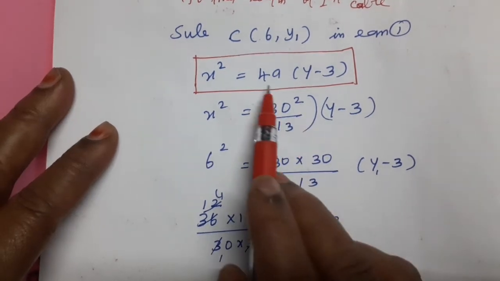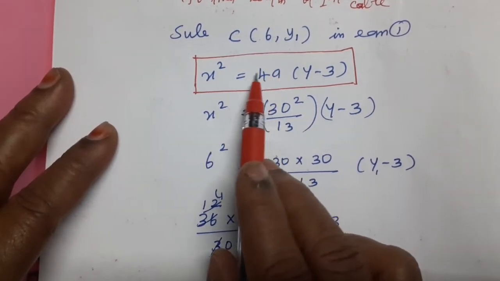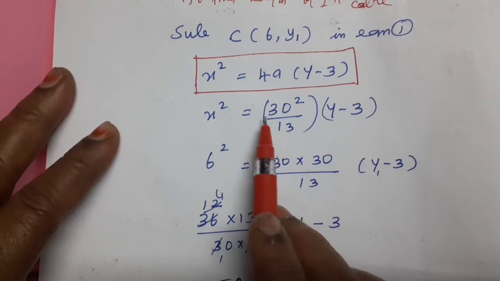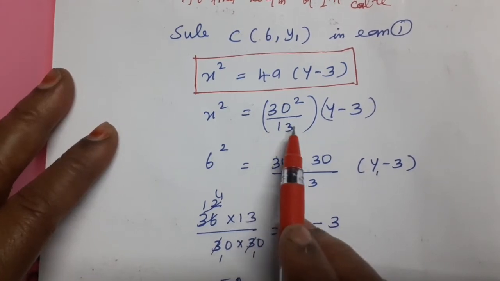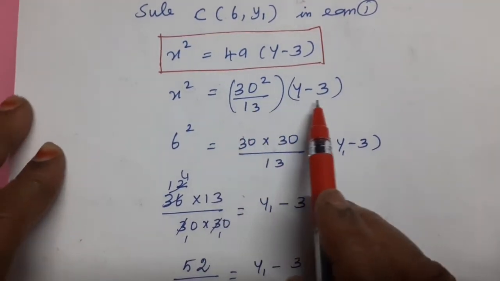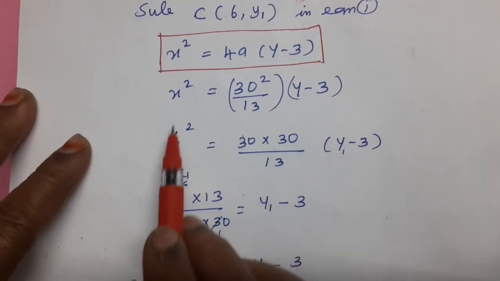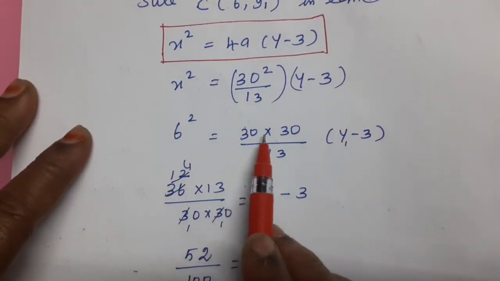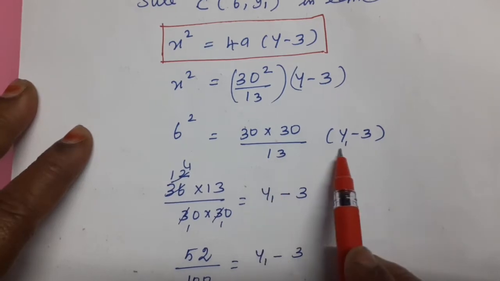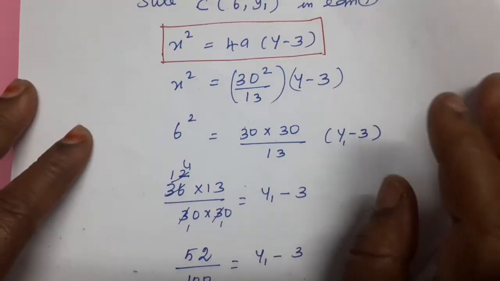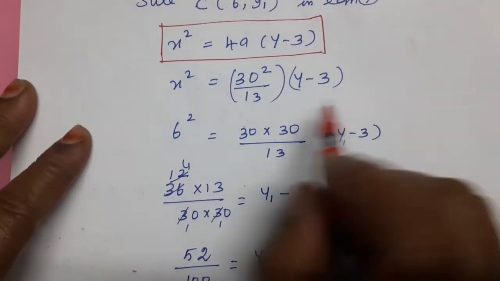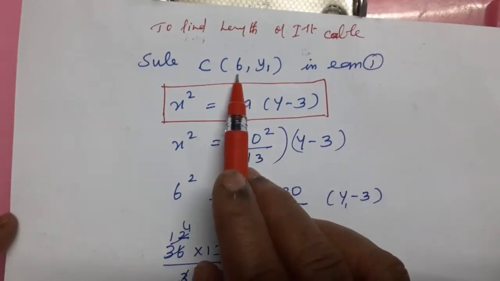Substitute the 4a value directly, without splitting a. 4a is nothing but 30 square by 13 into y minus 3. So x is 6, and 6 square equals 30 into 30 by 13 into y1 minus 3. Instead of y, we substitute y1, because point C is 6 comma y1.